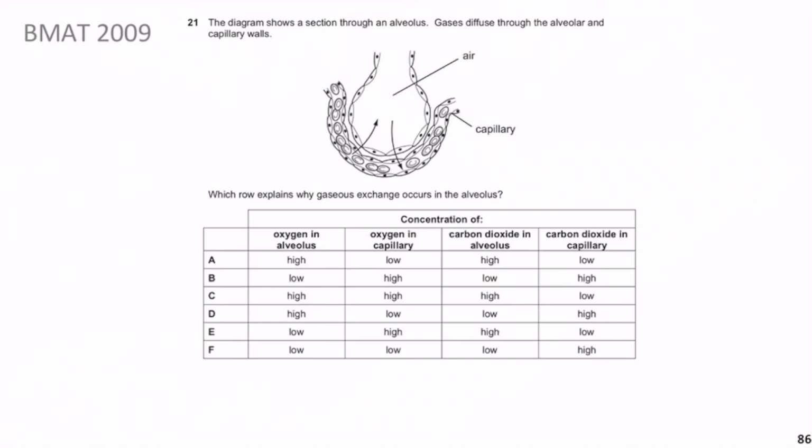BMAT 2009, question 21. This diagram shows a section through an alveolus. Gases diffuse through the alveolar and capillary walls. It says which row explains why gas exchange occurs in the alveoli. So, guys, pause the video, give yourself a minute, and be sure to be back after that minute. We'll be going through the solution.